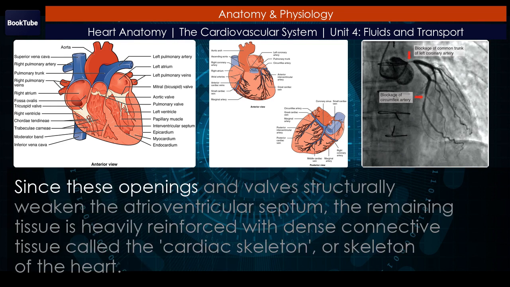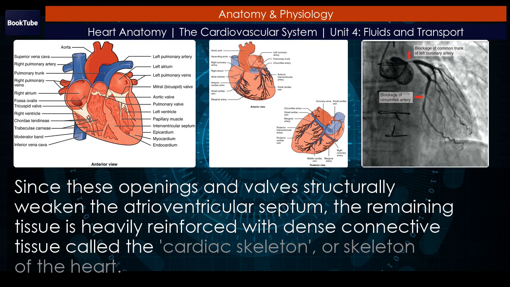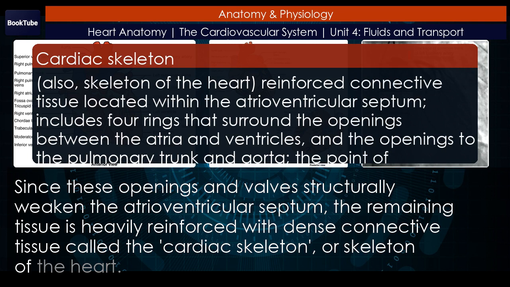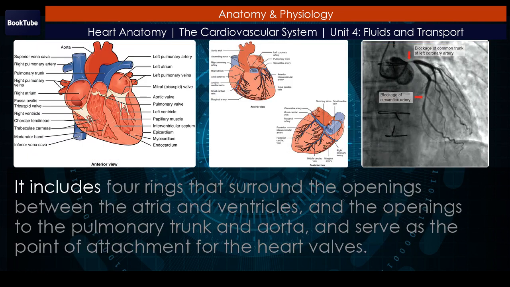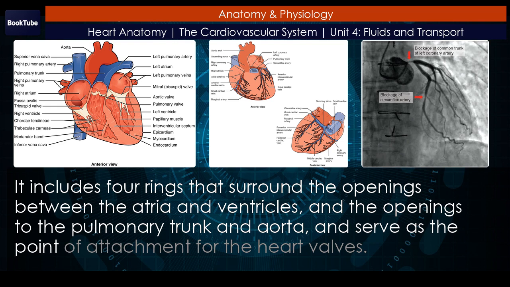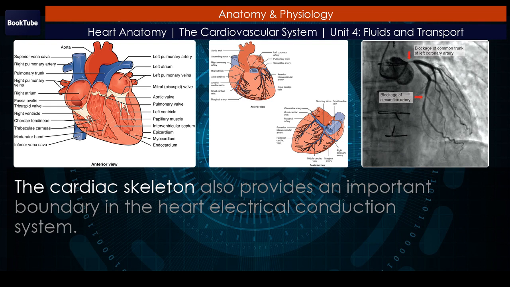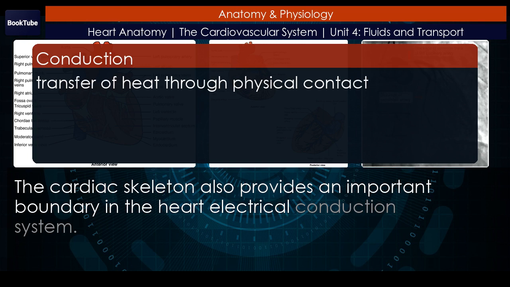Since these openings and valves structurally weaken the atrioventricular septum, the remaining tissue is heavily reinforced with dense connective tissue called the cardiac skeleton, or skeleton of the heart. It includes 4 rings that surround the openings between the atria and ventricles, and the openings to the pulmonary trunk and aorta, and serve as the point of attachment for the heart valves. The cardiac skeleton also provides an important boundary in the heart's electrical conduction system.